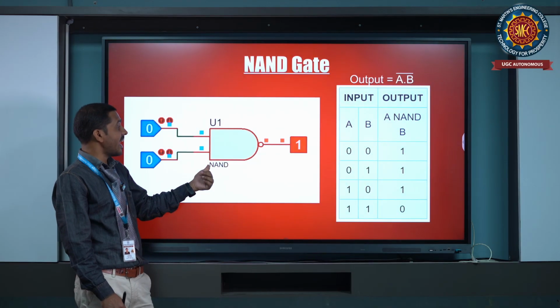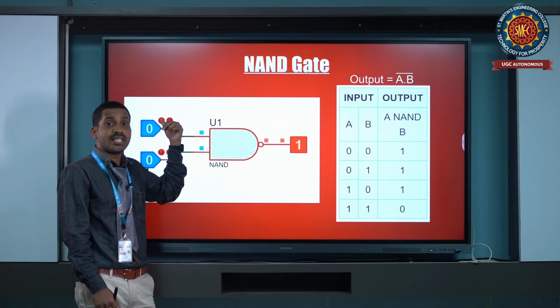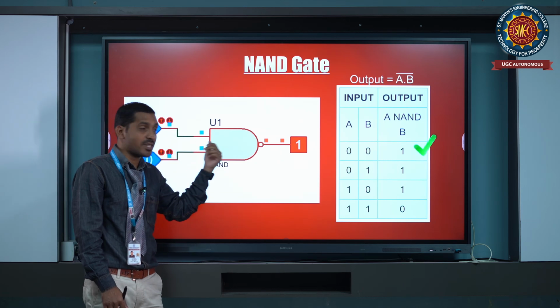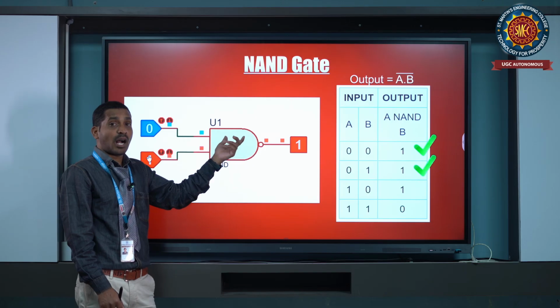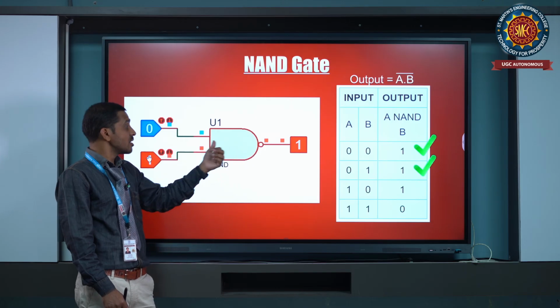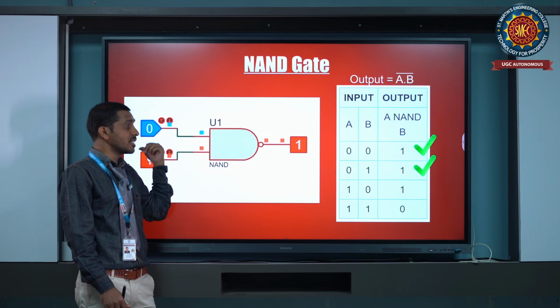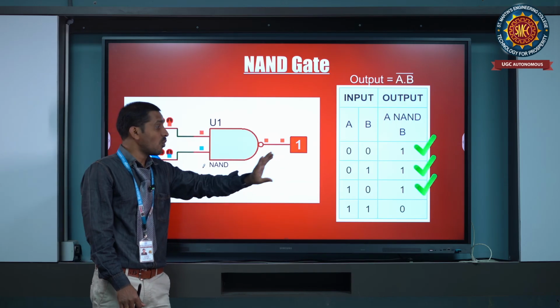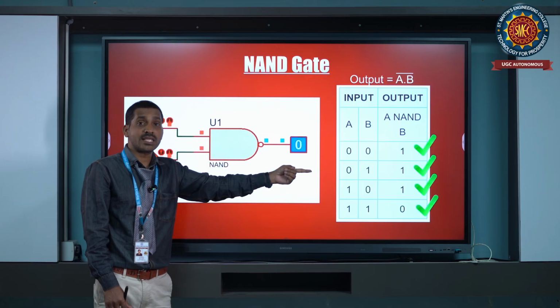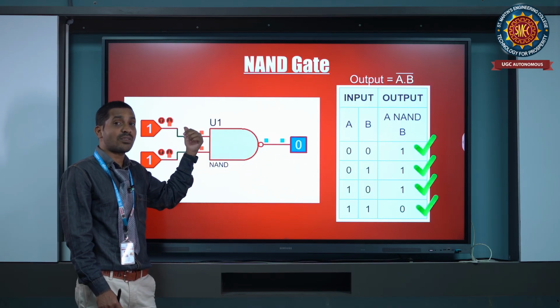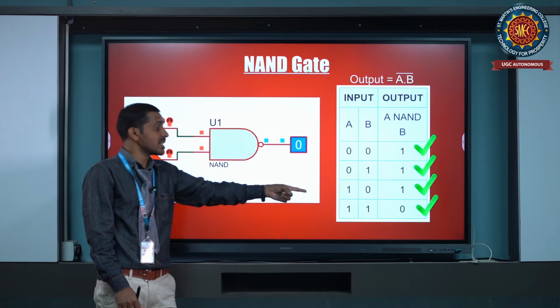Next one is the NAND gate. A is 0 and B is 0 and it will produce the output 1. The NAND gate is the complement or inverse of the AND gate. So with 0, 1 the output is 1, with 1, 0 the output is 1. Then finally A is 1, B is 1, then the output is 0.